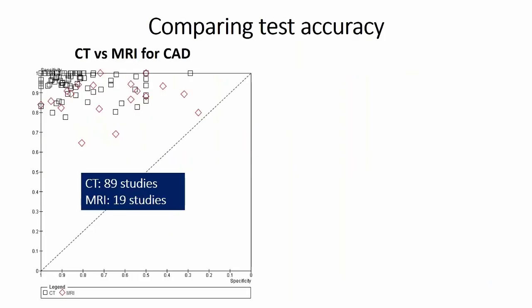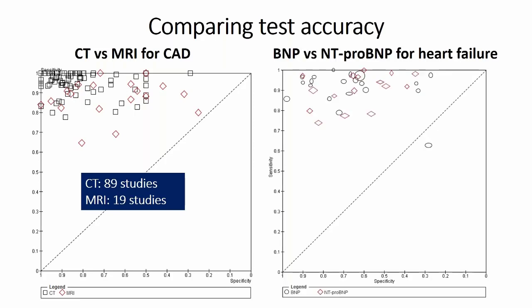As an example, look at these two: CT versus MRI for coronary artery disease. In this review, there are 89 studies of CT and 19 studies of MRI. And out of all of the studies in this review, 5 of them were comparative. So actually, it's 103 studies included in the review. And you see the scatter of the study points in ROC space.